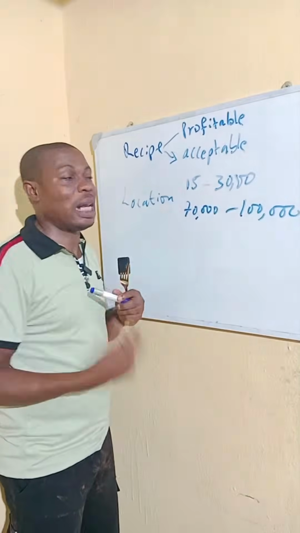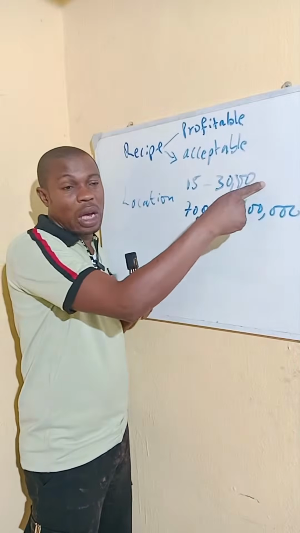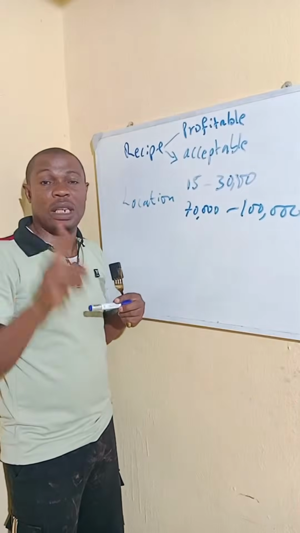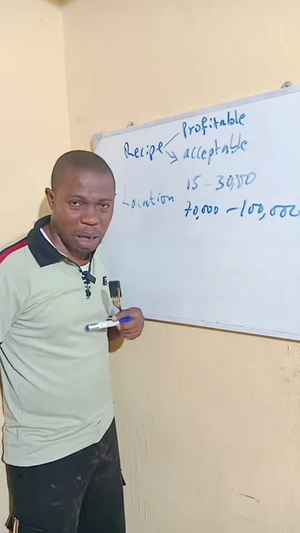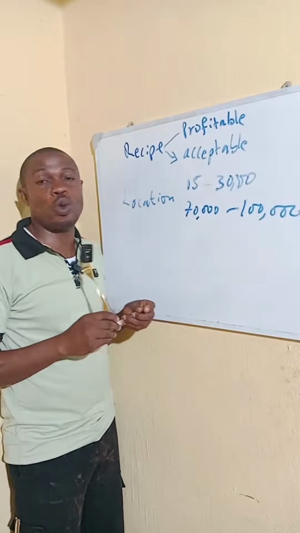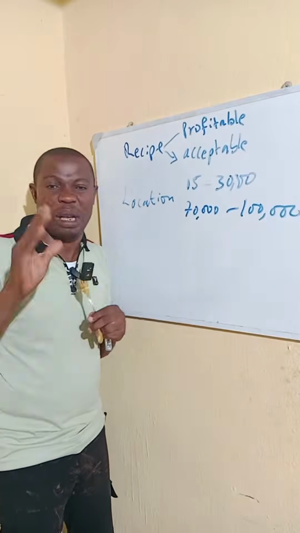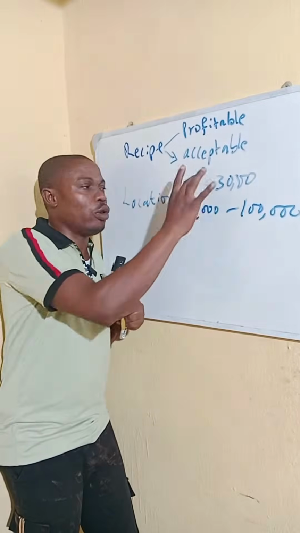If you're supplying to the elites, one loaf of bread that you sell on the street for 1,000 naira, the same loaf of bread, the same quality, the same recipe, you sell it to the elites for 1,500. You can see the difference. Most times it's even 2,000 naira. I'm telling you from experience. So location matters. Now, how do you bridge this gap?